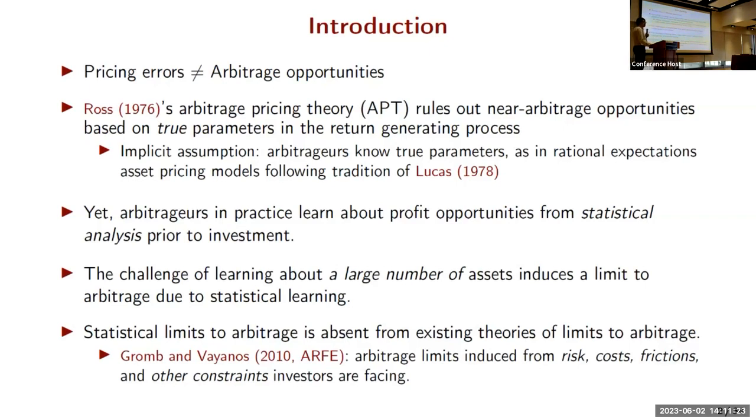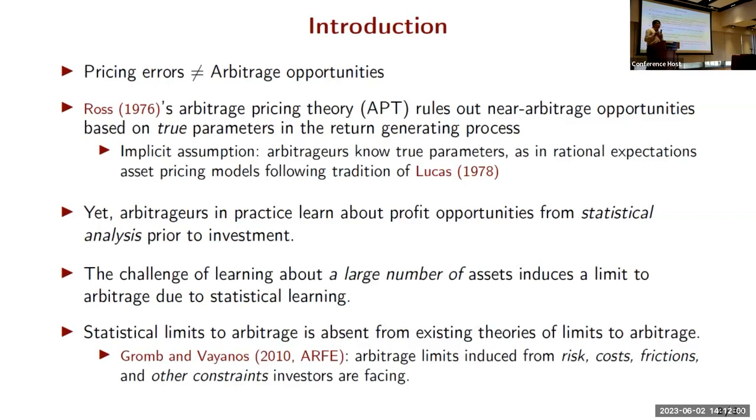All right, the real motivation of the paper is about limits to arbitrage. If you think about Ross's arbitrage pricing theory, the theory rules out near-arbitrage opportunities based on the true parameters in the return generating process. Given that stock returns follow a factor model, Ross and his coauthors later established an equivalent condition showing alphas need to be very small, otherwise there is an arbitrage.